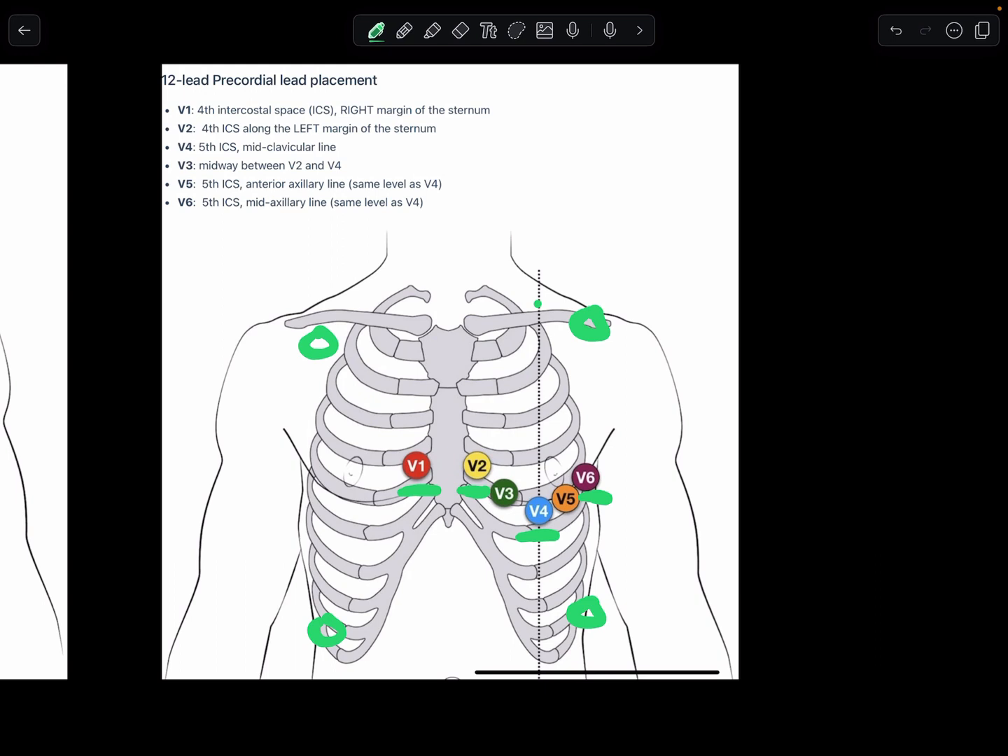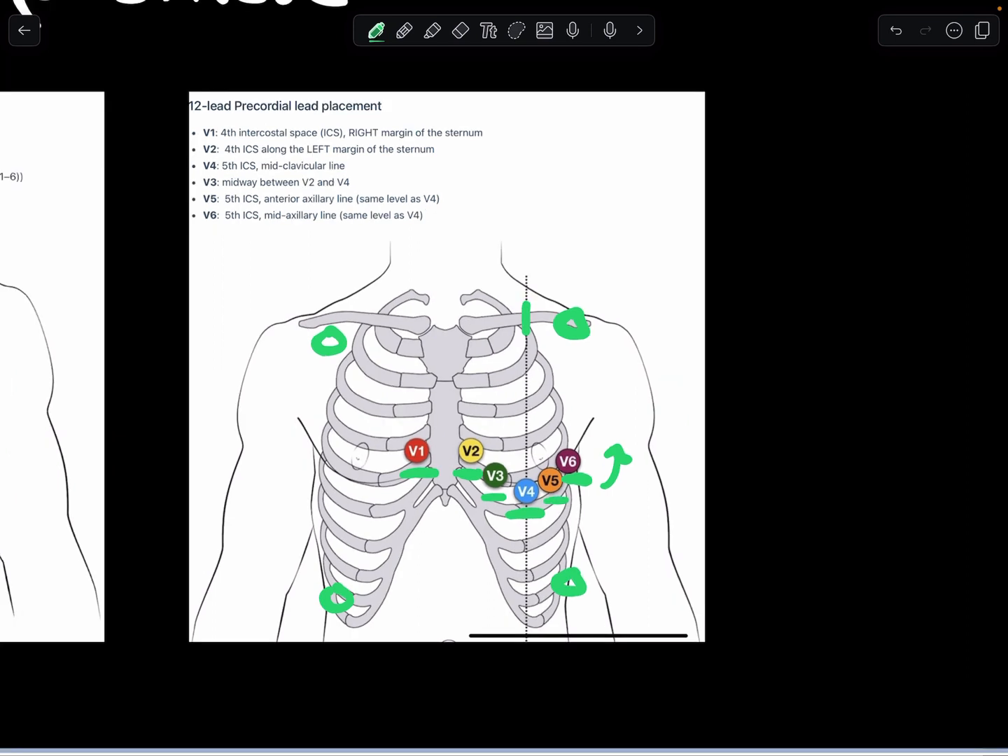V4 is placed in the fifth intercostal space in the midclavicular line, so that's pretty easy to see. And then V6 is placed at the same level as V4. It looks a little bit more superior in this picture, but that's just because the rib cage is wrapping around. But it's also placed in the fifth intercostal space in the mid-axillary line, so that's going to be at the most lateral point of the patient. And then from there, what I was trained, you can fill in the blanks by placing V3 in between V2 and V4, and V5 in between V4 and V6.